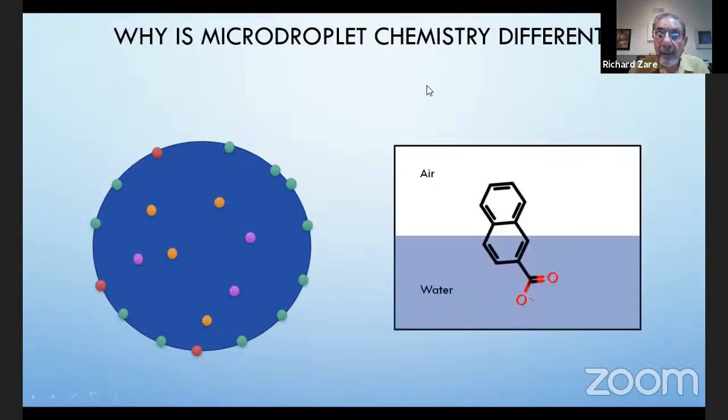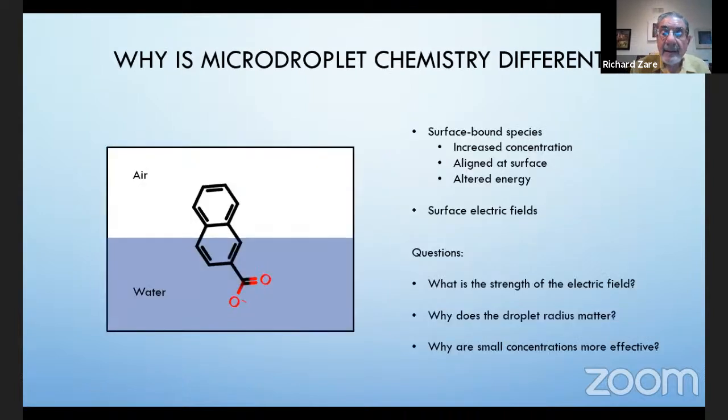Okay. And we really have the interface to thank for this. And we find lots of surface-bound species, increased concentrations. They're aligned to the surface, or really controlling orientation. And we have some altered energy going on. We have a very strong surface electric field. And this leads to some questions, which we'll try to get some answers to.